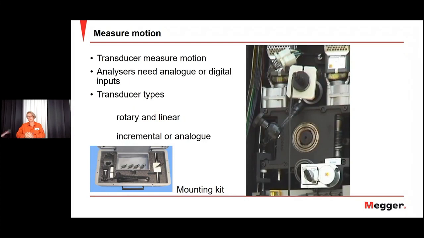And here down to the left, I show you a mounting kit for this transducer because you have to get the transducer in position. So at the right, you see a circuit breaker with a link arm and a white holder, and the black transducer in the middle, in the white holder. Here is the transducer. And this is a rotary one.